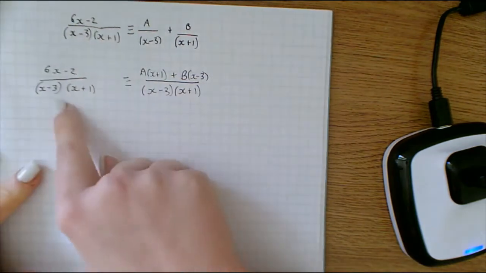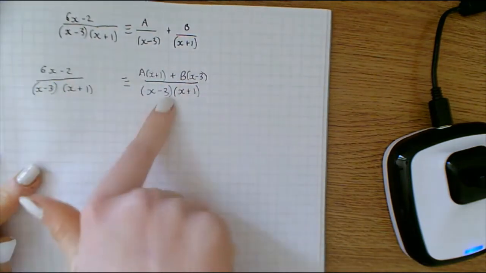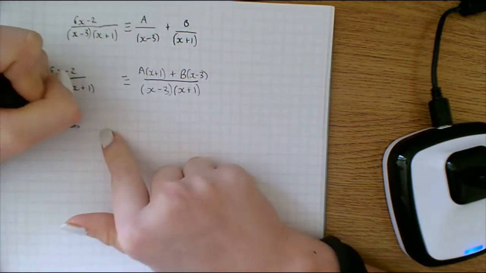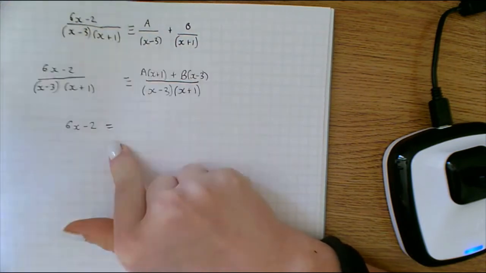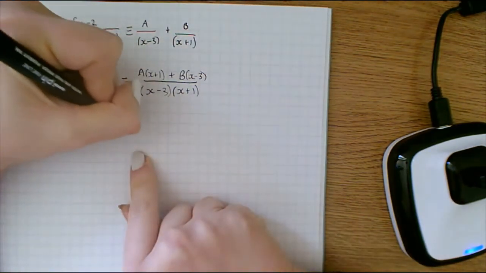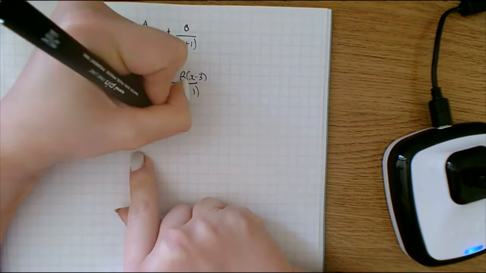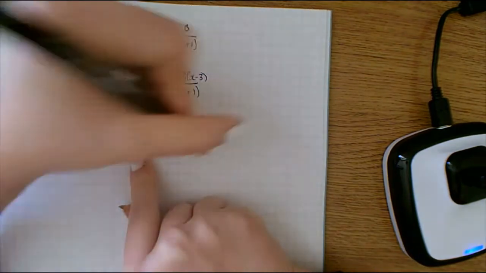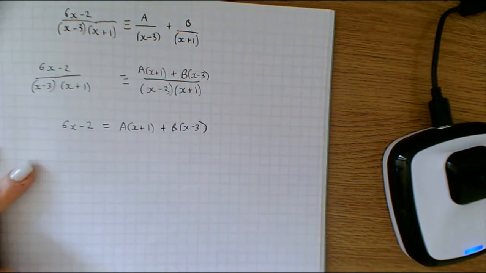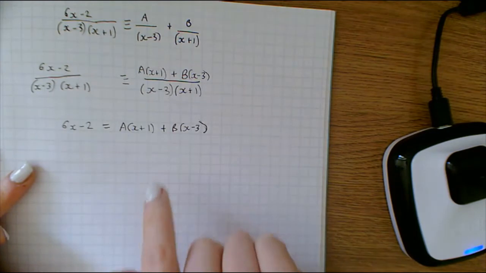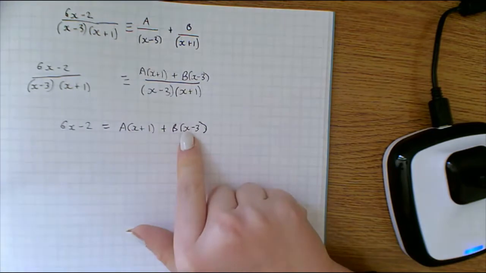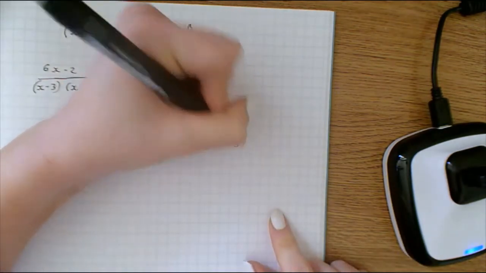So now after that, because our denominators here are equivalent, that means our numerators must be equivalent. So I therefore know that 6x minus 2 equals a lots of x plus 1, plus b lots of x minus 3. And this is where the substitution bit comes in. First of all, we are going to substitute x equals 3 into this whole equation here, and just watch what happens when I do that.